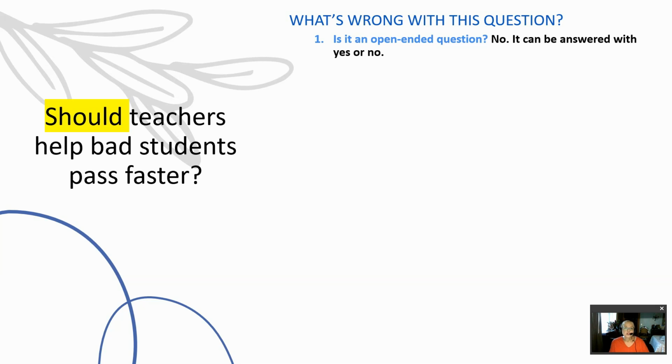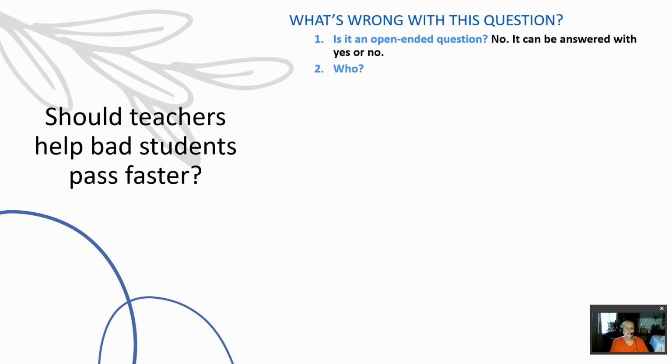If you begin your question with words like should, would, could, or do, then the obvious answer is going to be yes or no. Fortunately, it could be really easy to flip this question around and make it open-ended by just adding a how, why, or where. So that might be an easy fix, but unfortunately, this question has some other problems.